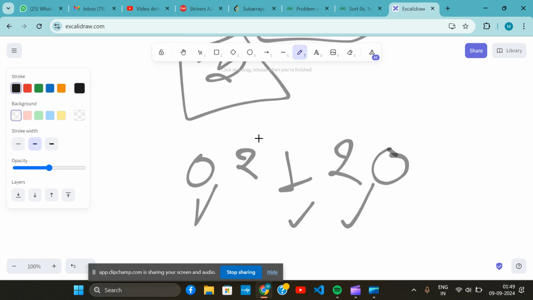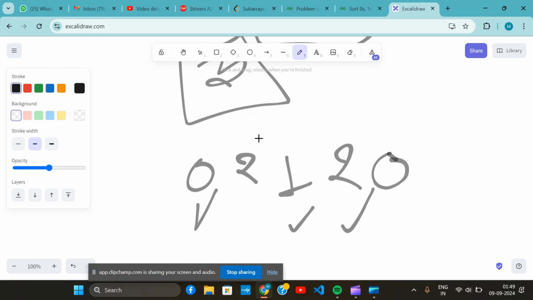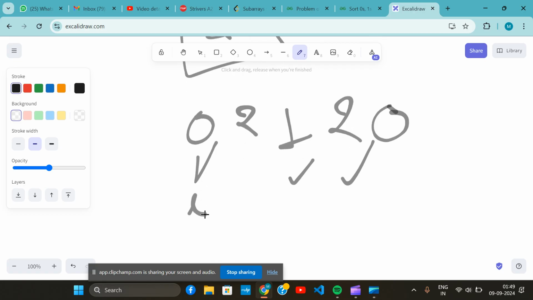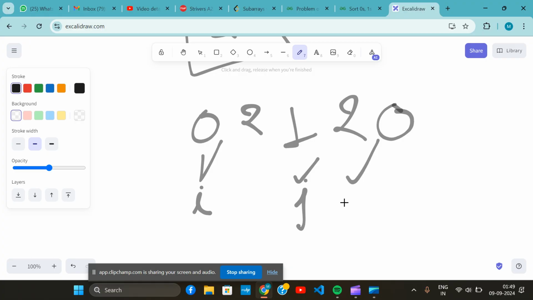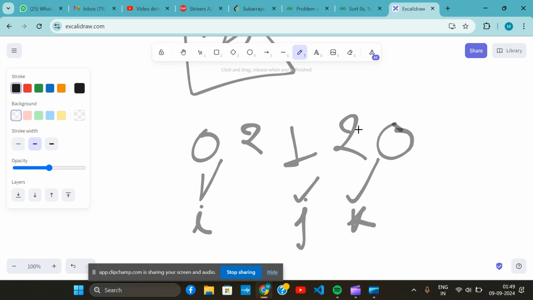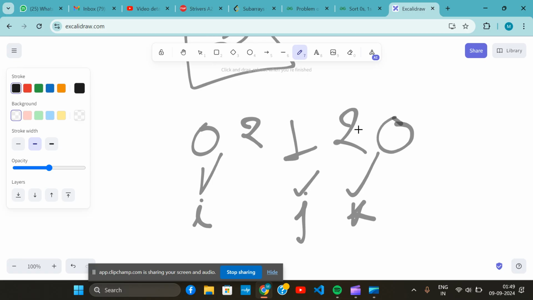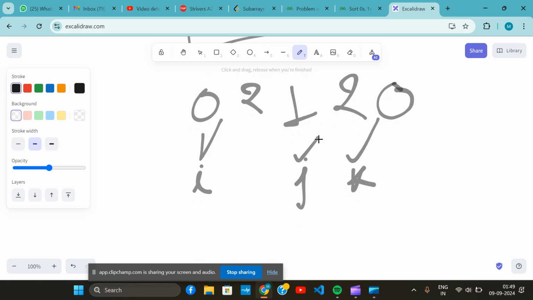So what if we take three pointers, and each pointer takes care of its respective value? Like if we take an i pointer that takes care of zero, a j pointer that takes care of the ones, and a k pointer that takes care of the twos in our array. I'm also going to take the same variables here.